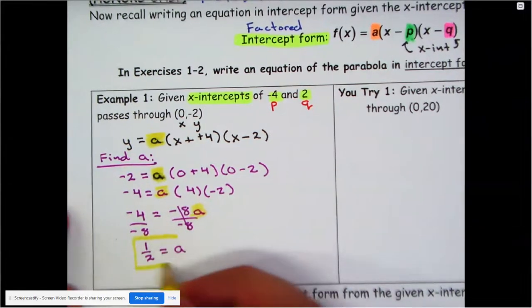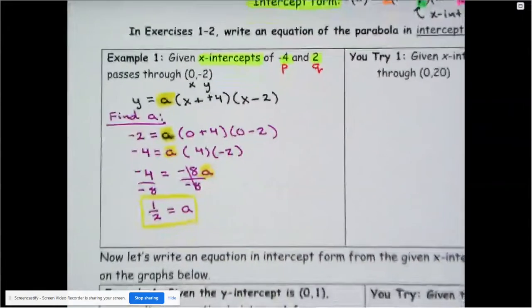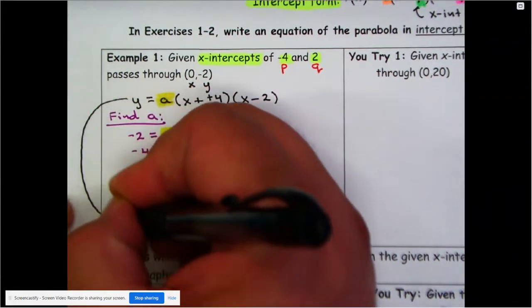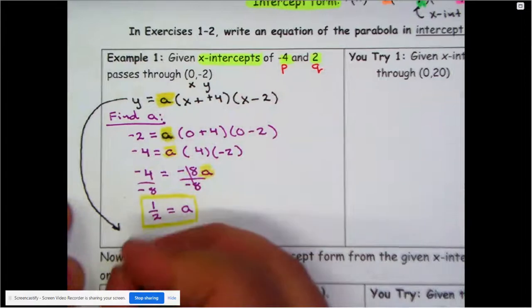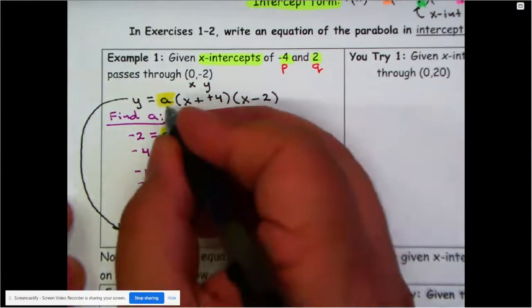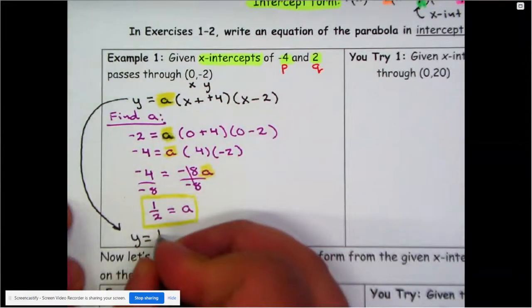We were trying to find what that a value is, because now I can actually finish writing the equation of this parabola, still a polynomial, of course. So I'm going to come back where I left off. I'm going to bring it back. And now they said y equals, right? We're writing the equation. That's what they wanted.